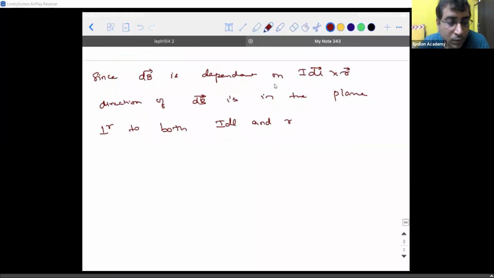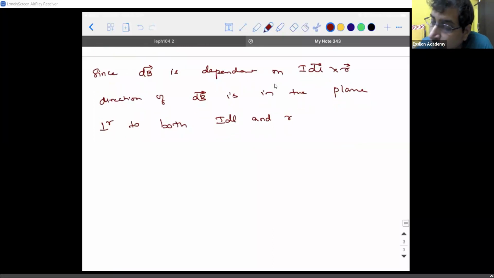Okay. So having all these points in mind, I just want to ask one question. If I take a current carrying conductor like this, if I take a point P here, tell me the direction of magnetic field due to the current carrying conductor at point P.